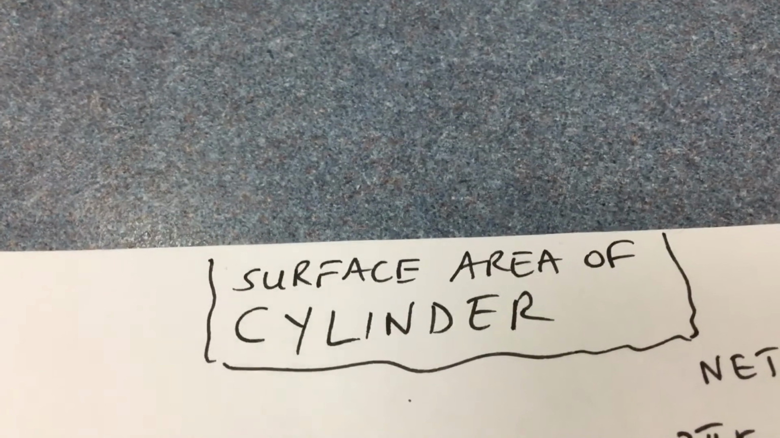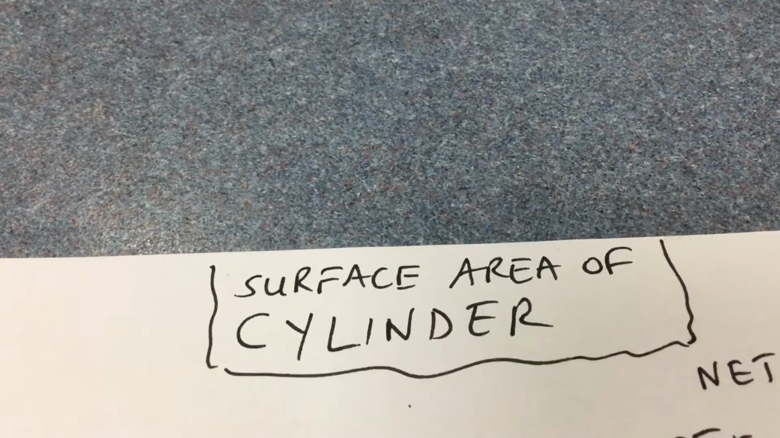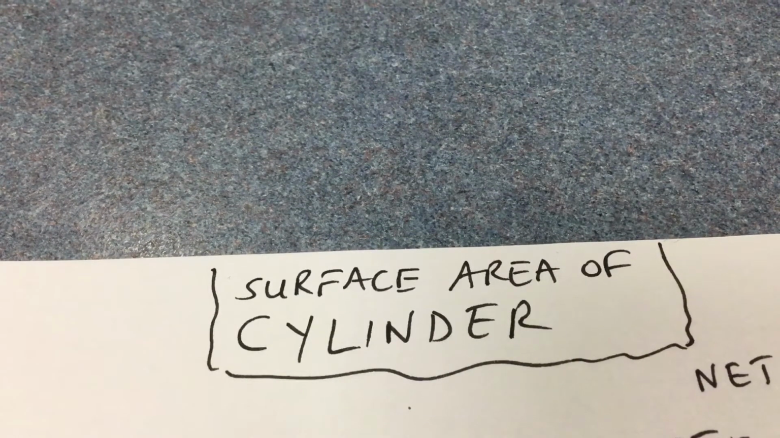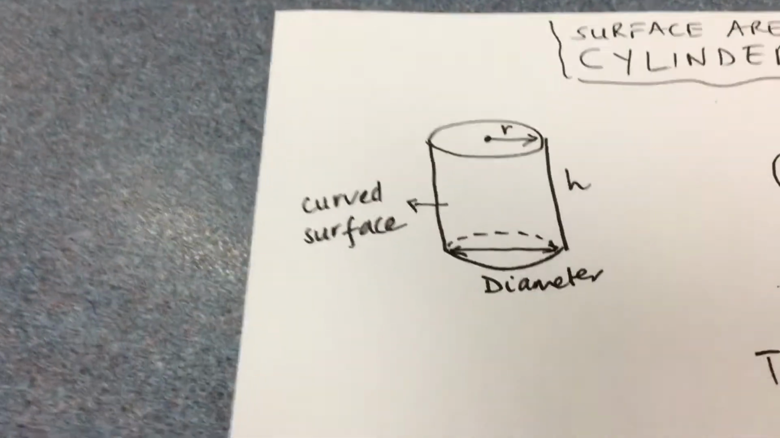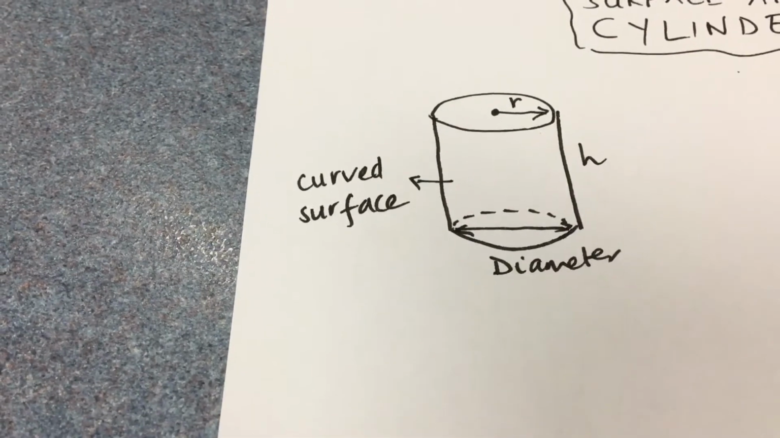So in today's lesson we're going to have a look at the surface area of a cylinder. So basically, what is a cylinder? You should have seen a lot of that in your life. So it looks like this.